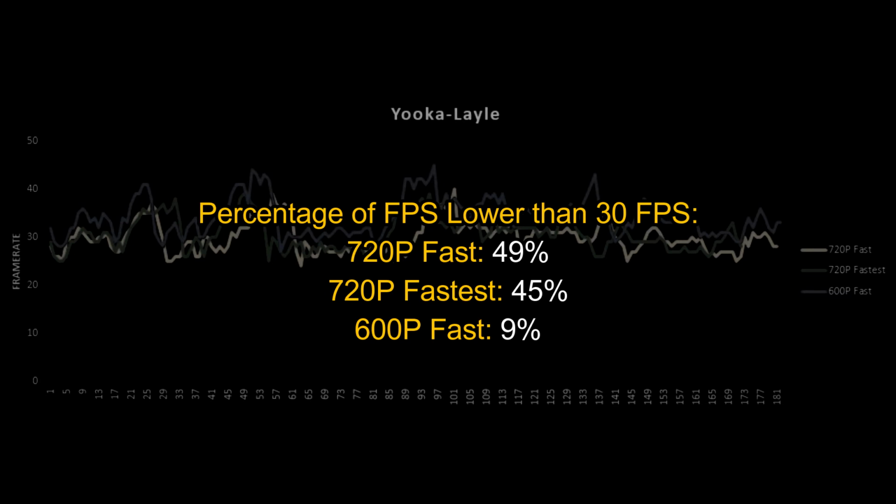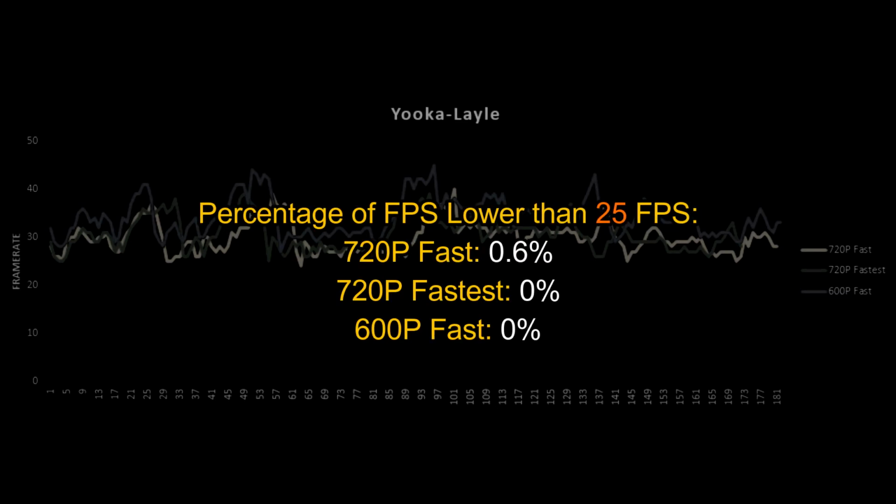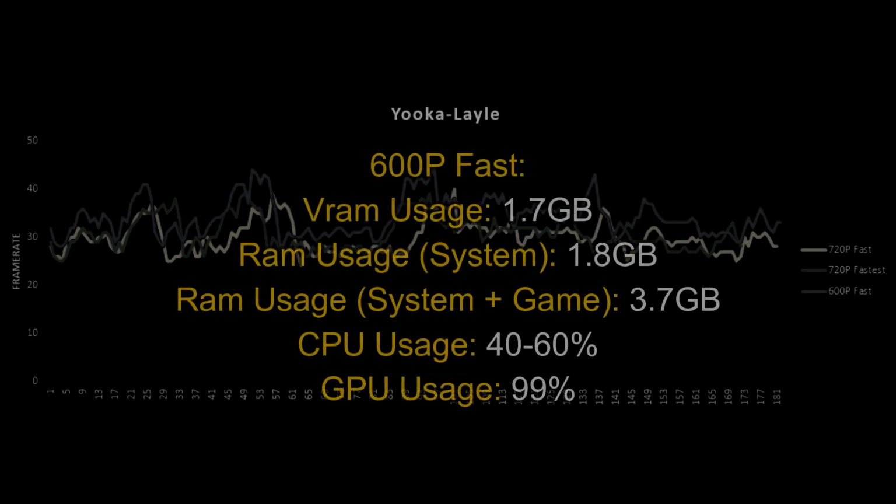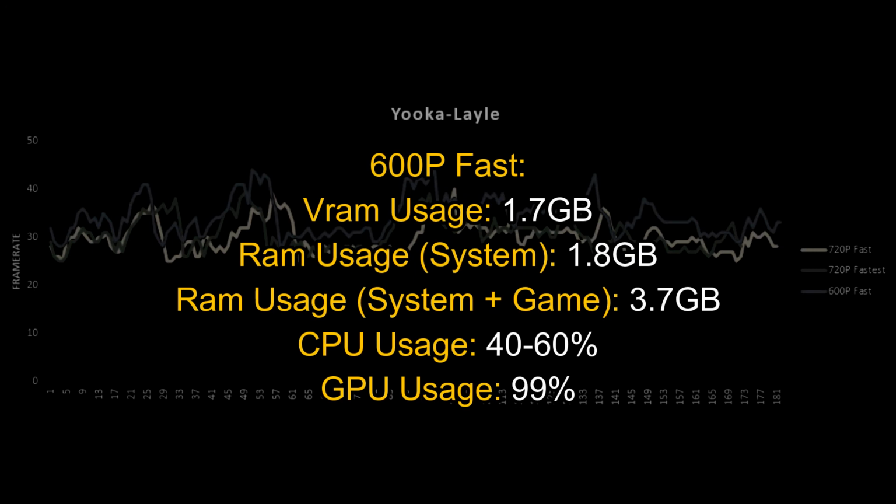But talking about consistency, the story is a little bit different. With 600p on fast we only got 9% of the frames lower than 30 FPS, while 720p on fast or fastest it was pretty much 50%. Although the game almost never drops below 25 FPS, so the game will be playable between 25 and 30 with 720p, but if you use 600p the game pretty much doesn't drop from the 30s, with some occasional parts, okay?